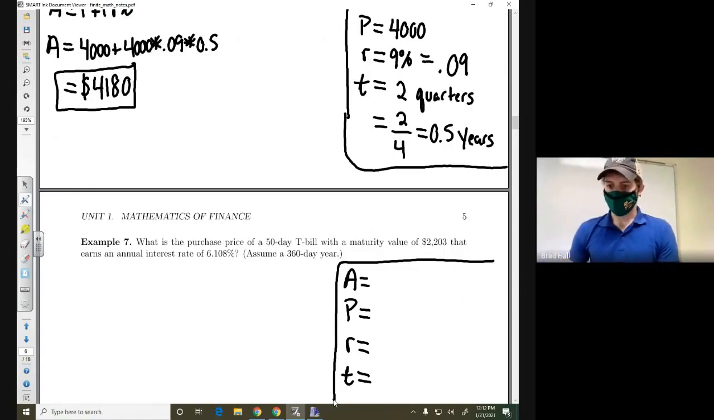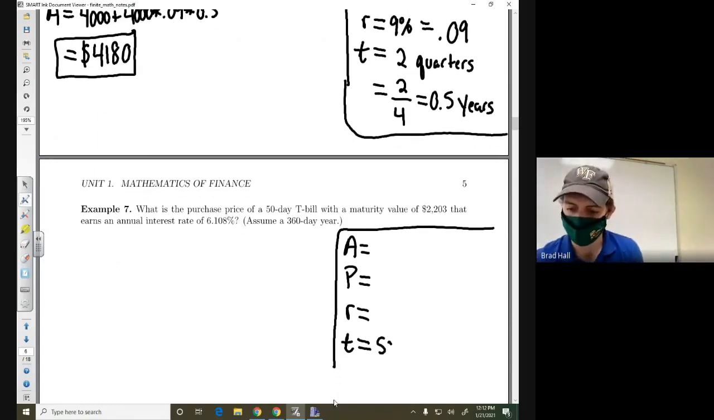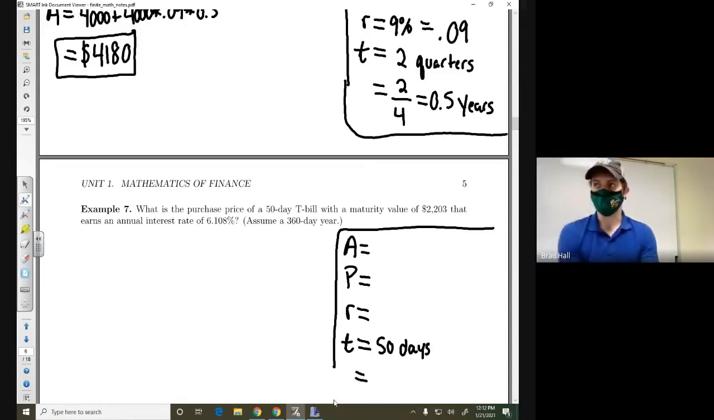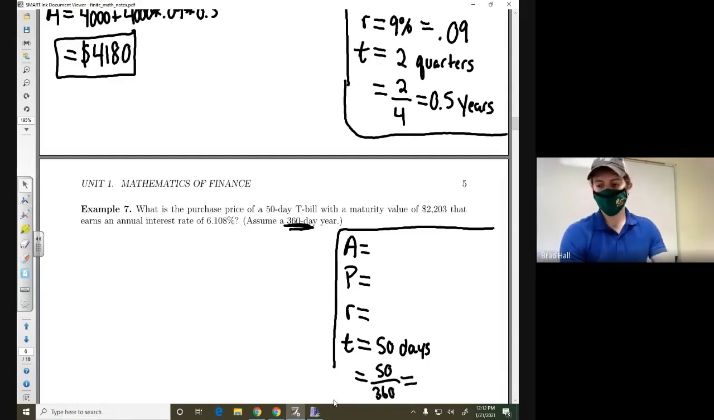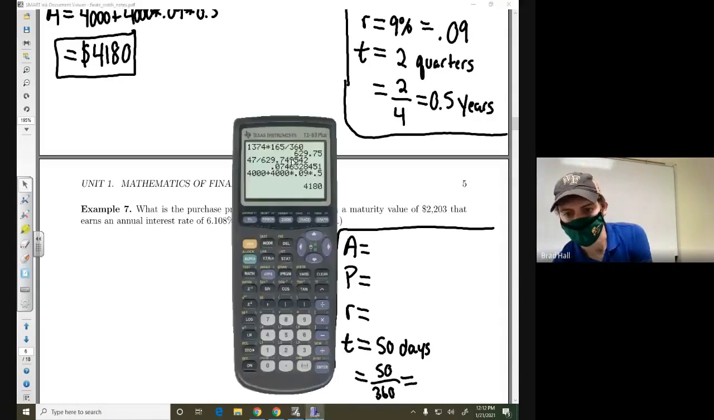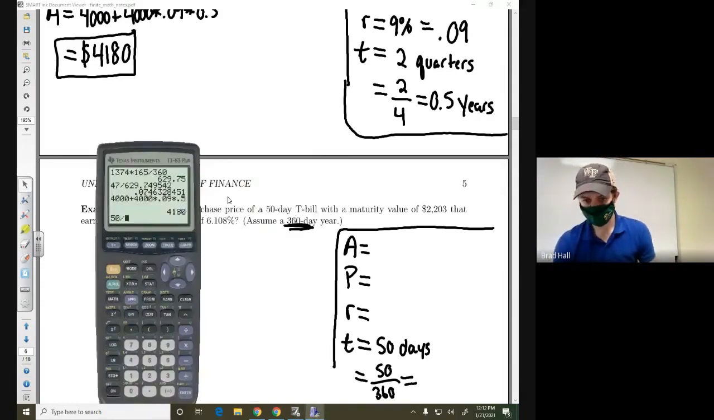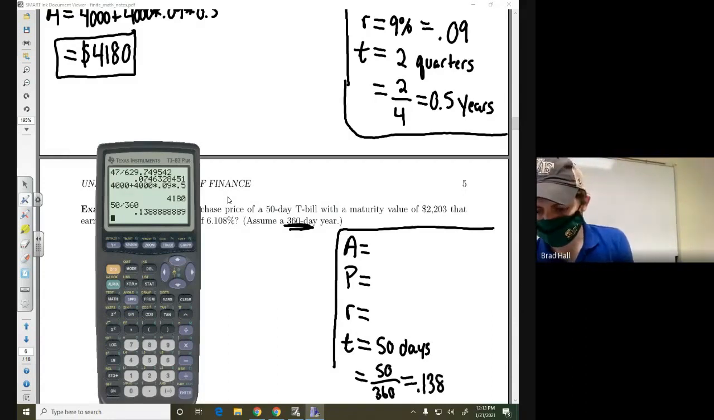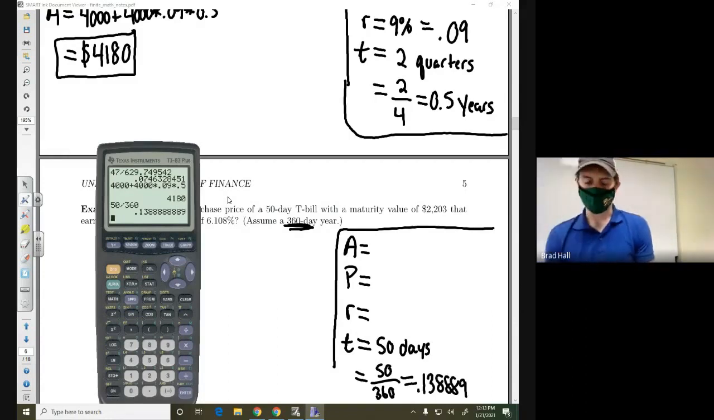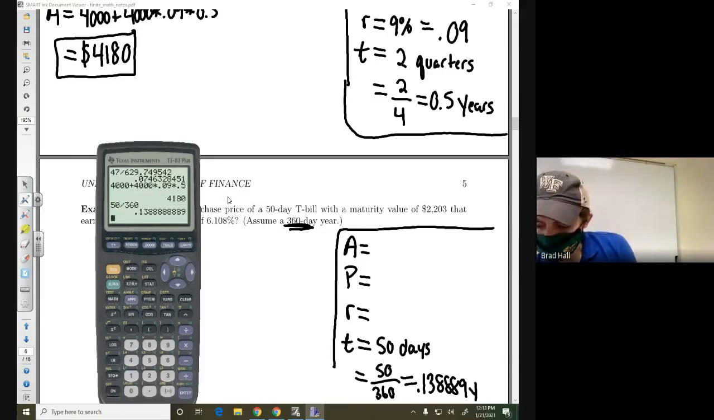If anything, I think the 50-day part makes it clear that time is in days. They do assume that each year consists of 360 days. That will be 50 divided by 360. So what number are we going to use here for that decimal? I'm going to round it to, let's say, 6 decimal places: 0.138889. So there's 6 decimal places. That'll be for our time.